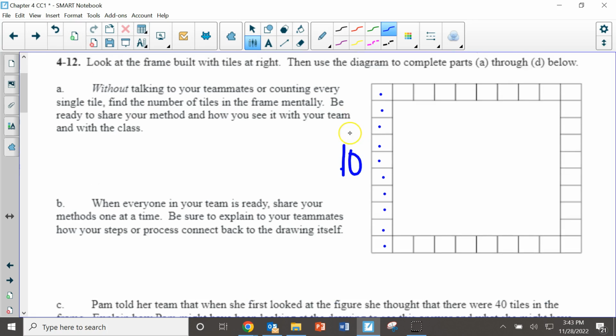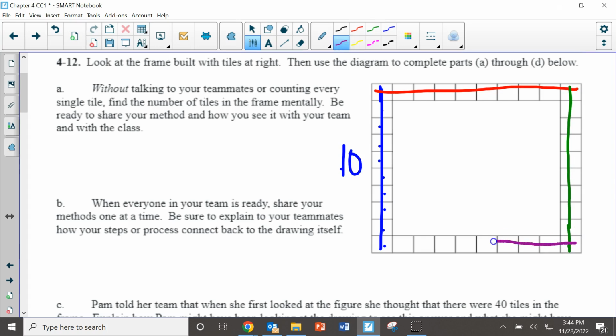But there's a problem with that, because she would have had to say, okay, this plus, let me get a different color, plus this, plus this, plus this to get that. That would be adding 10 four times. Here's the other set of 10, here's the other set of 10, and here's the other set of 10.